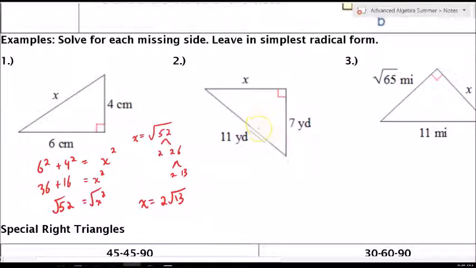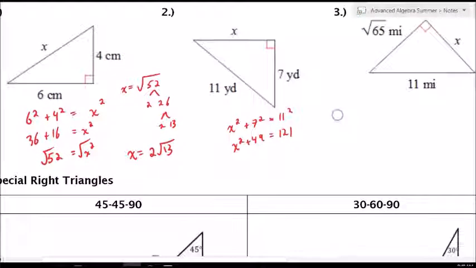Here we see across from our angle the 11, so I'm squaring the short side. Good. Next, 9 plus x squared is equal to 121. And if we subtract, let's see, if we take away 49, that gives us 72, so taking our square root.